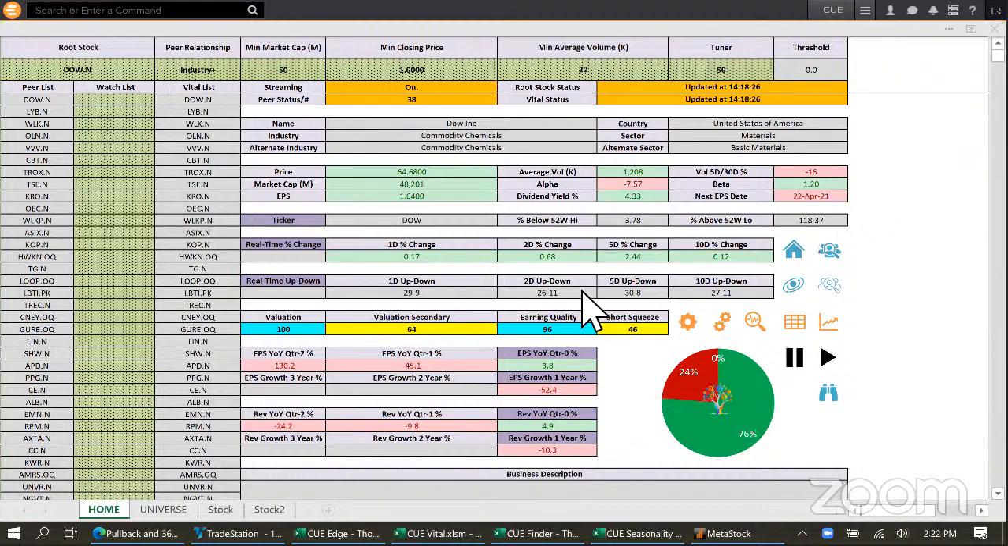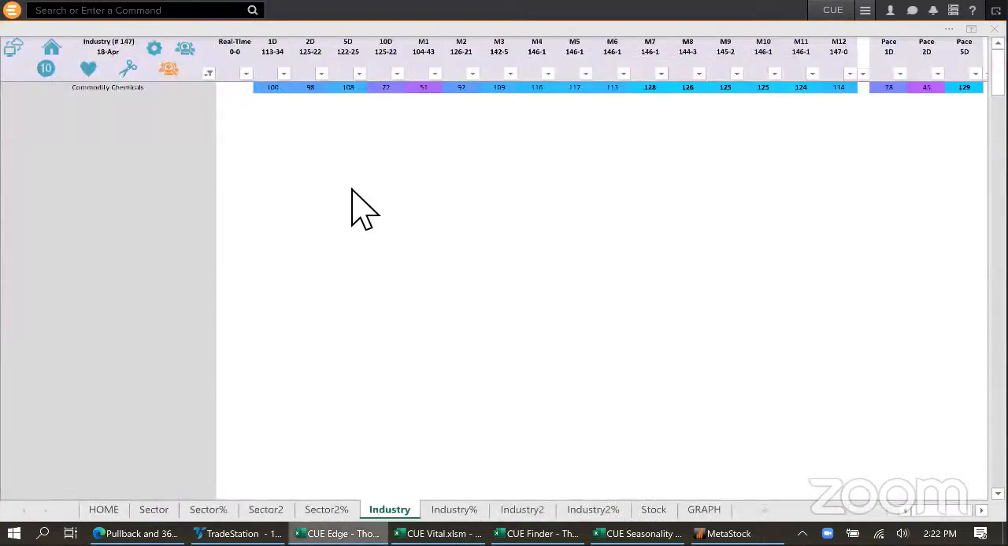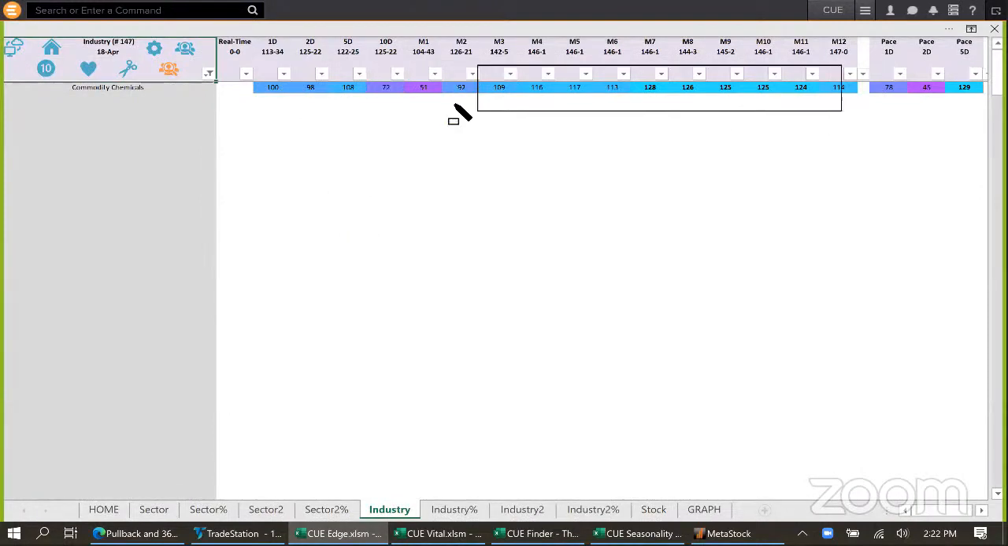How is the industry, commodity chemicals? Commodity chemicals is bullish for a long time. It weakened in the middle and it is gaining strength again. The PACE column, 5-day period, is showing it is accelerating.